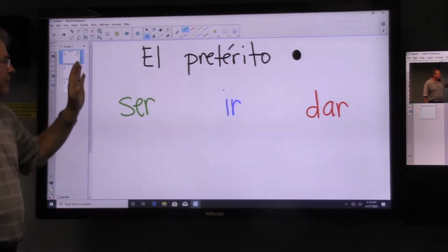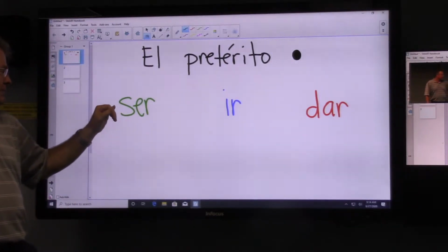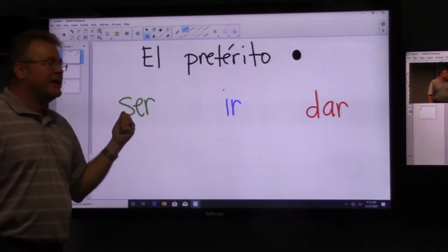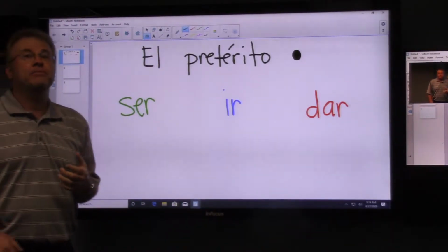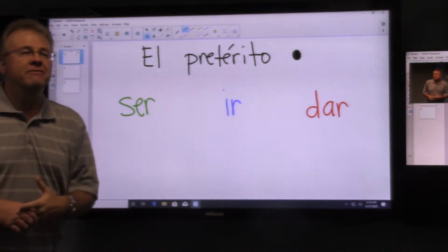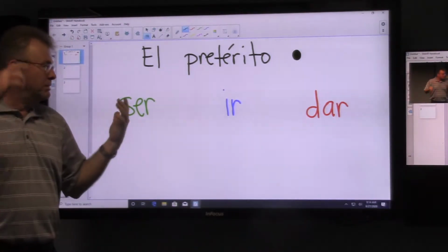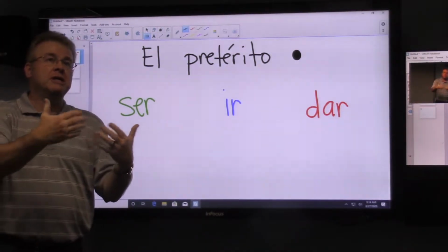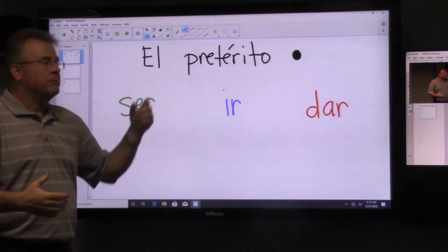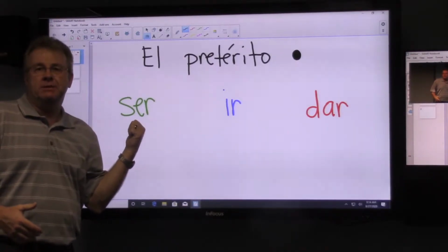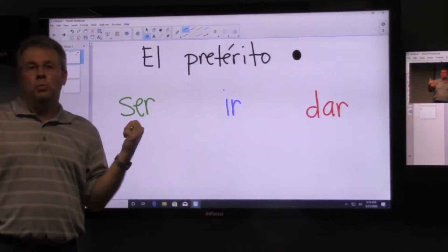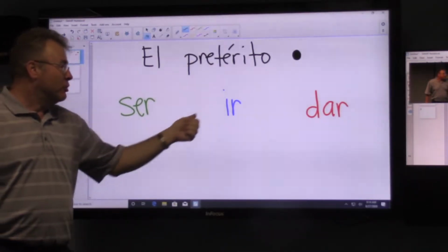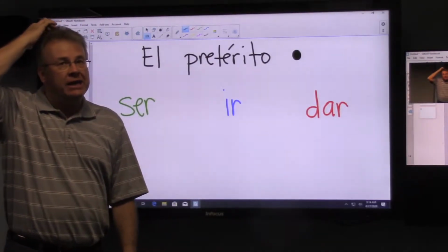So we're going to talk about these three verbs in particular, the verb ser, the verb ir, and the verb dar. You remember ser? ¿Cómo se dice ser en inglés? To be. That's one of the to be verbs. So in the preterite tense, this would be like saying I was, not I am, or you are, or he, she is. That's present tense. Or in the preterite tense, I was, you were, he, she was, we were, they were. Preterite, okay?